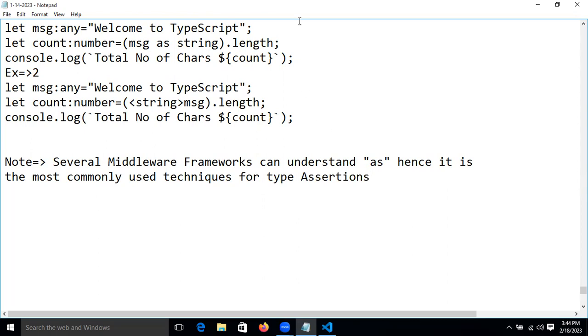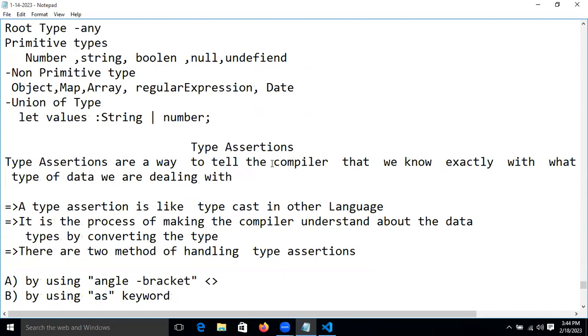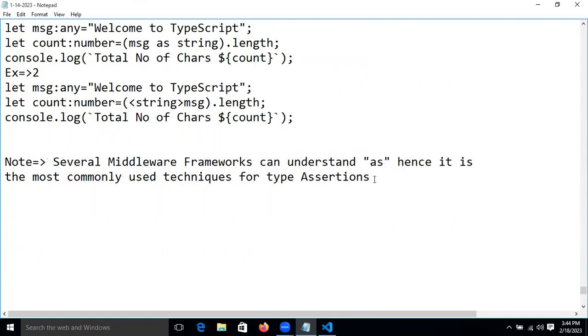Type assertion, now guys. This was a small discussion about type assertion. Tomorrow we will start operators as well as control flow. Once control flow is complete, we will start OOP concepts. In the OOP concepts, we will cover polymorphism in TypeScript, encapsulation, static, and non-static.